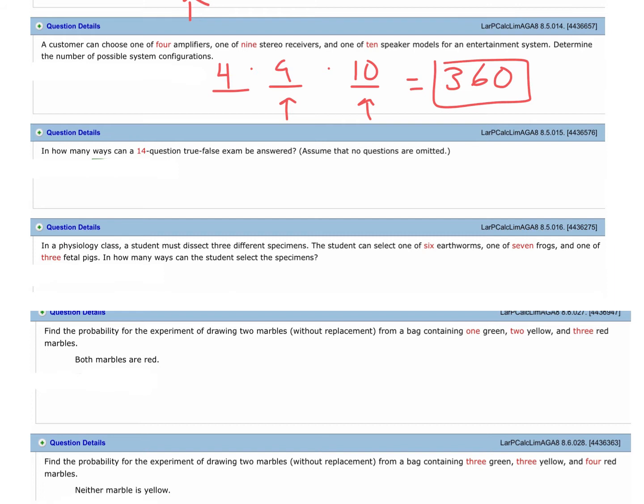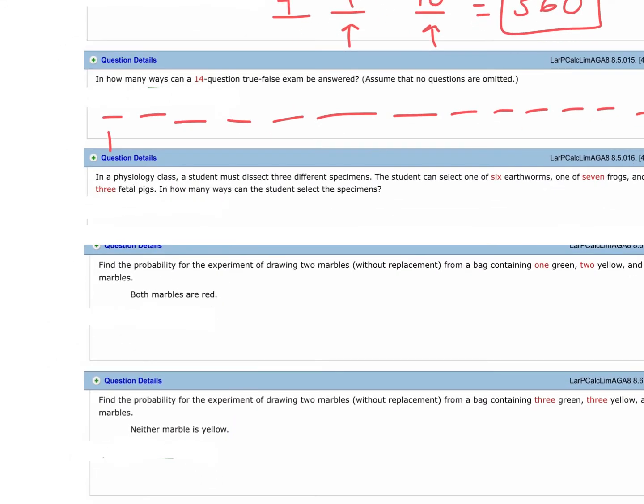Alright, and how many ways can a 14-question true-false exam be answered? So there's 14 questions we have here. 1, 2, 3, 4, 5, 6, 7, 8, 9, 10, 11, 12, 13, 14. How many ways could we answer the first question? 2. It's either true or false. What about the second question? 2. So all of these are 2. All of them are either true or false.